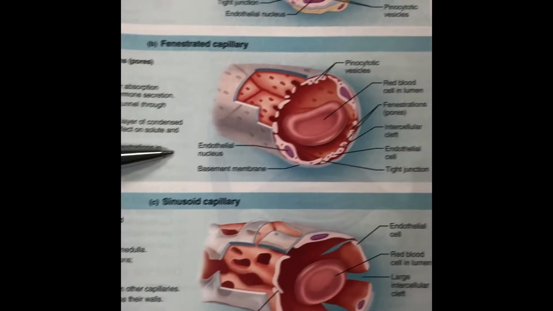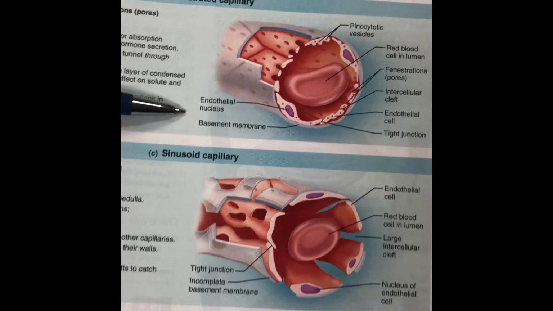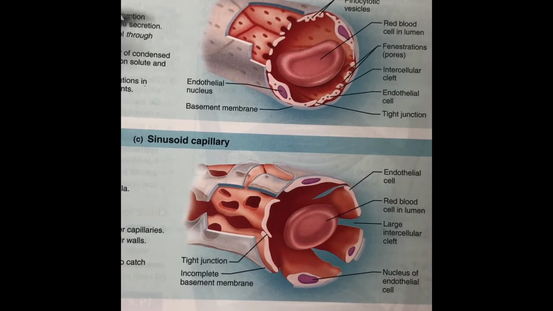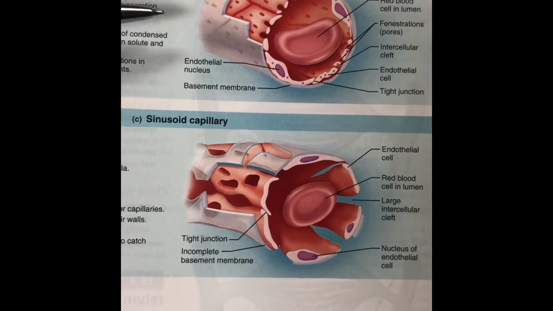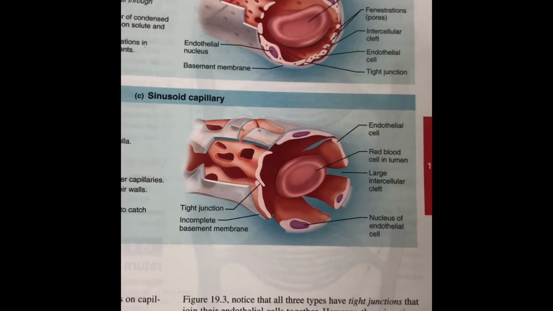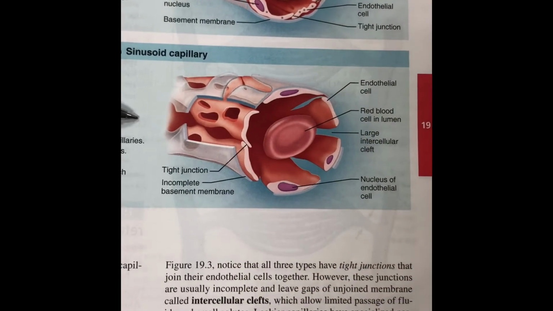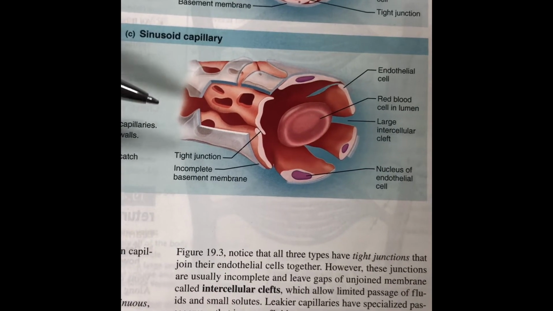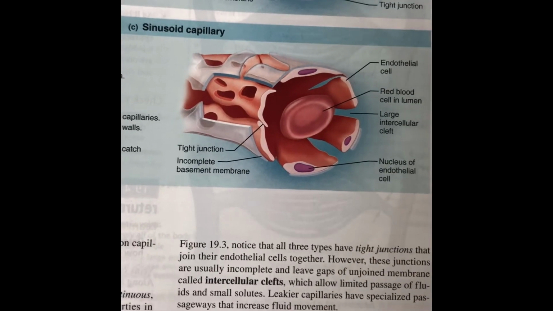So then you have your fenestrated capillaries, which have extra intercellular clefts, which allow movement of fluid in and out. And also they have fenestrations, which allow leakage into your tissues, and they're found in your kidney, your small intestine, and your endocrine organs. And then you have your sinusoid capillaries, which have very few tight junctions, and these are very leaky. They allow movement of fluid and nutrients in and out. These are found in your bone marrow, your spleen, and your lymph tissue.